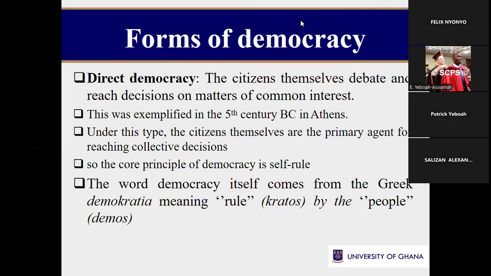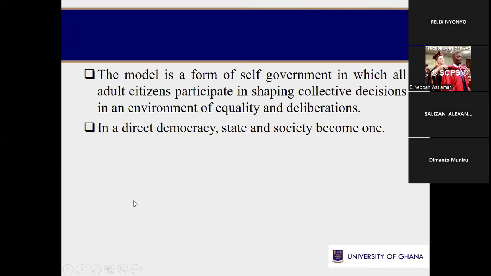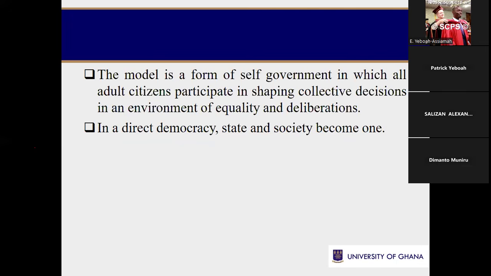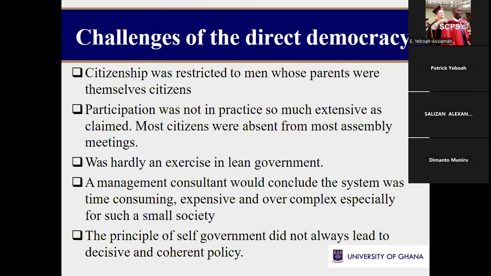So the etymology of democracy came from how democracy was practiced in Athenian Greece, where all qualified people would gather and make collective decisions to govern their affairs. That is direct democracy. All adult citizens who are qualified will gather, deliberate and make decisions.